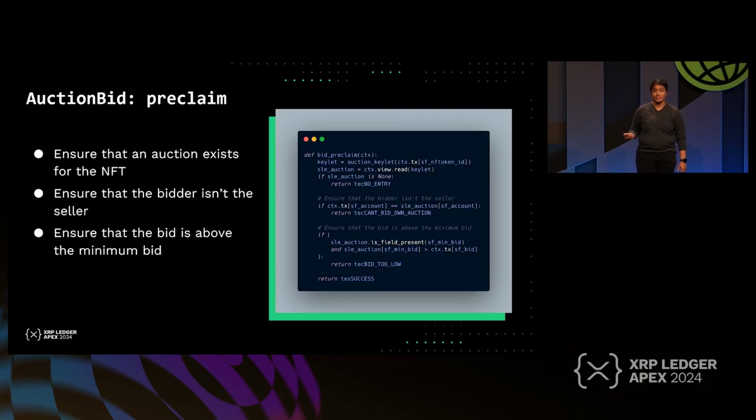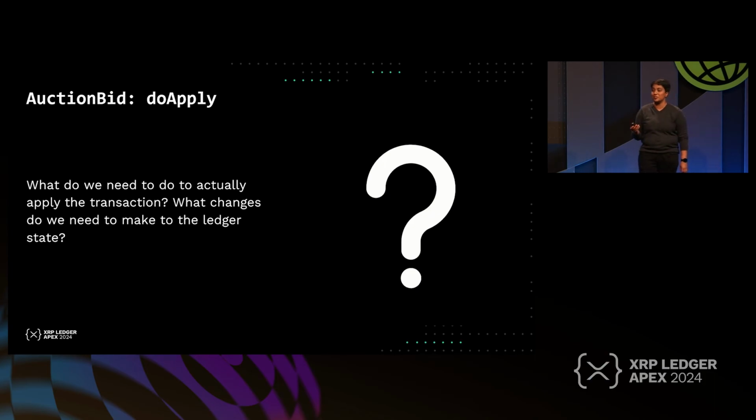Okay, so what I did here was I checked that the auction exists. I made sure that the bidder isn't the same as the seller. We really don't want people to be able to bid on the auctions that they create. And I checked that the bid is at least the minimum bid. Some of the other checks mentioned here, I did in do apply. So that would be, which, we may as well skip to that slide now. So, checking the expiration, checking the balance, ensuring that it's the highest bid.